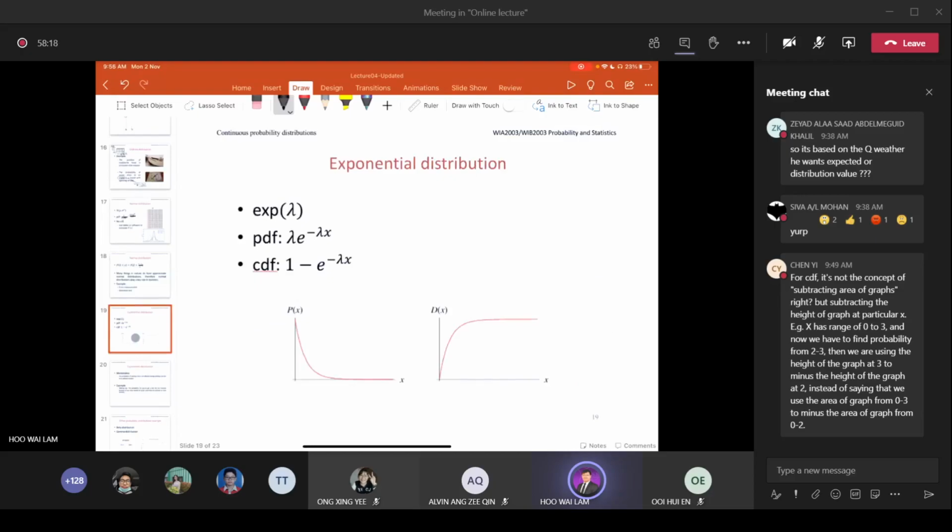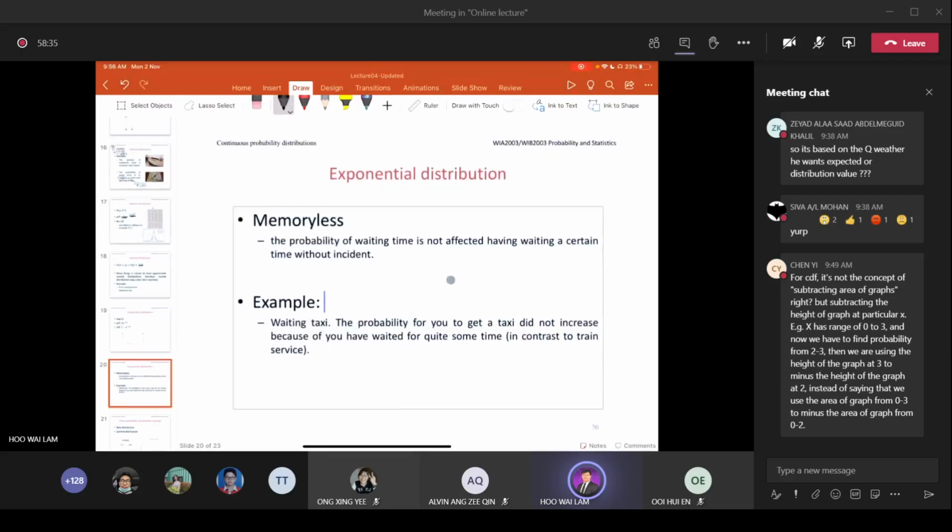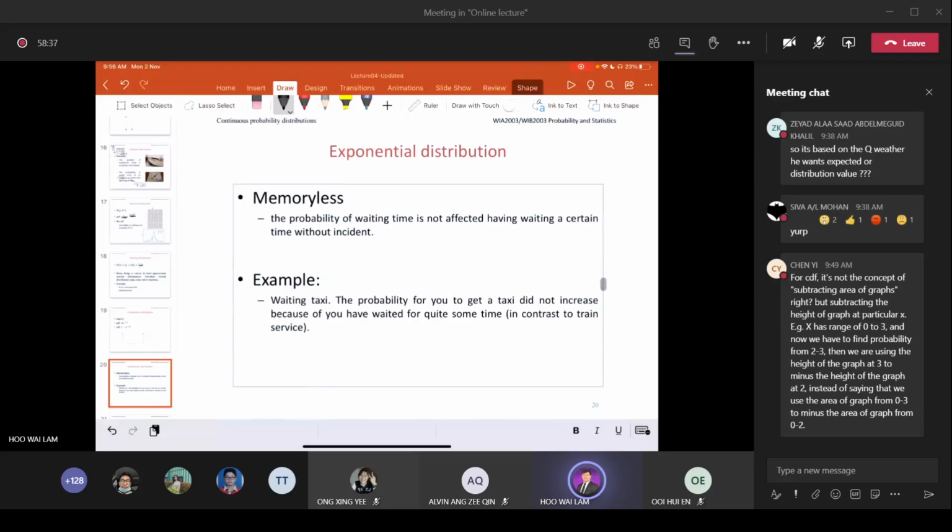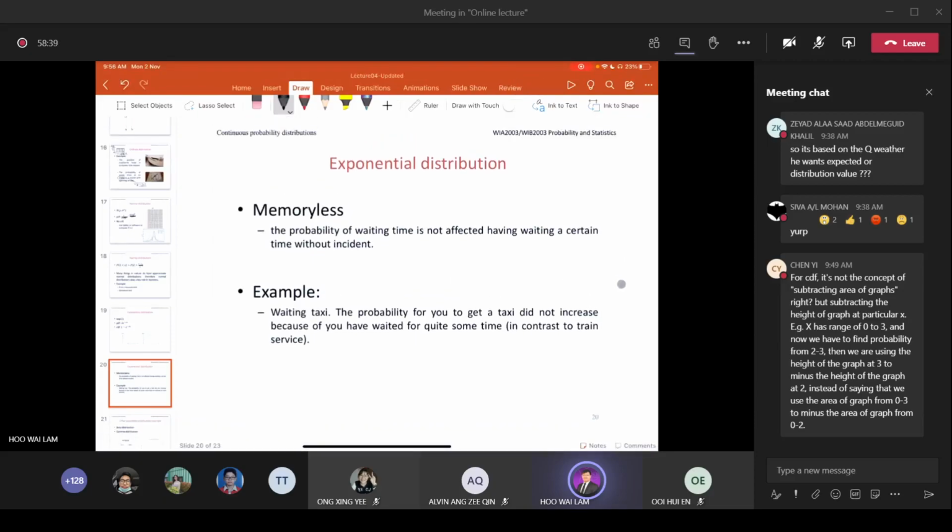Then exponential. So the exponential shape looks like this. You have a PDF that looks like this, and CDF. And you notice that the lambda is actually a bit similar to Poisson. But exponential is for continuous distribution, while Poisson is for discrete. So the idea is actually the same as with your Poisson distribution, where your exponential is actually memoryless.